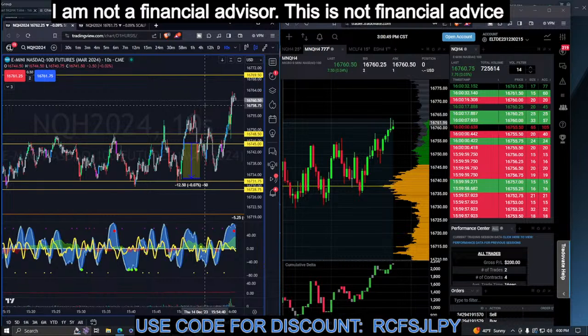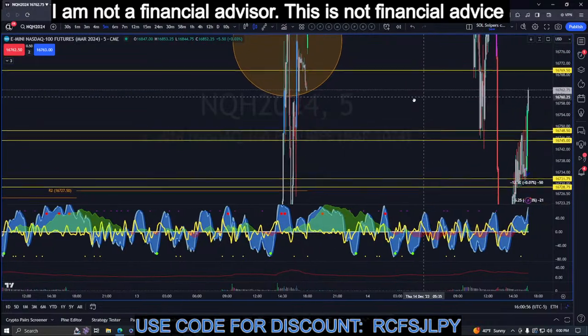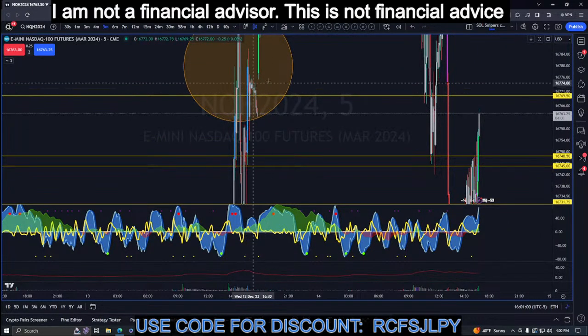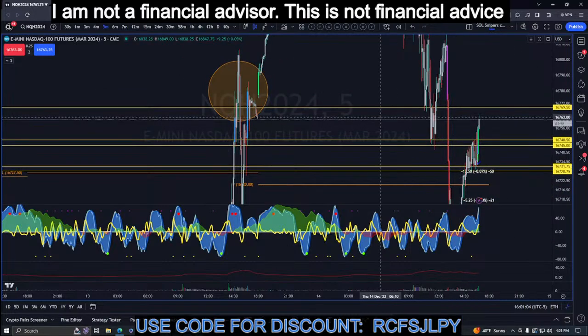And market's closed, and we hit 17,764. I thought we were gonna get all the way up to the yellow circle. Actually, we hit the yellow circle. We hit it. All right, so my TA was on point.